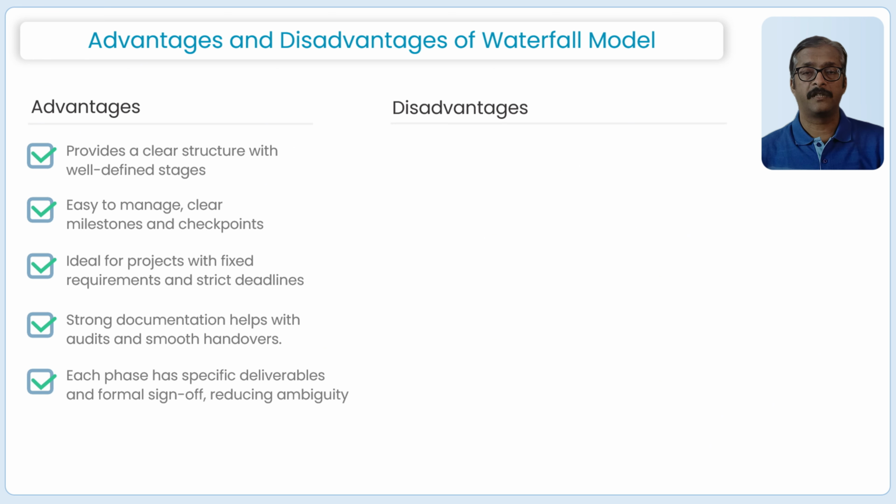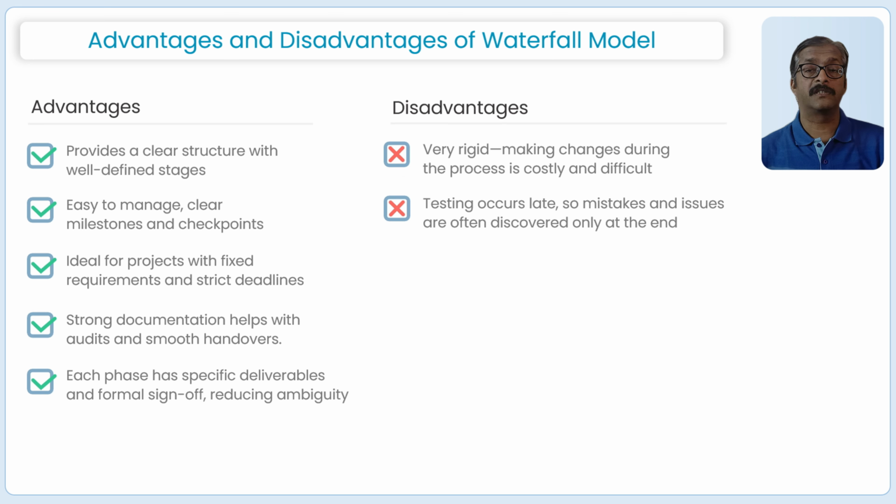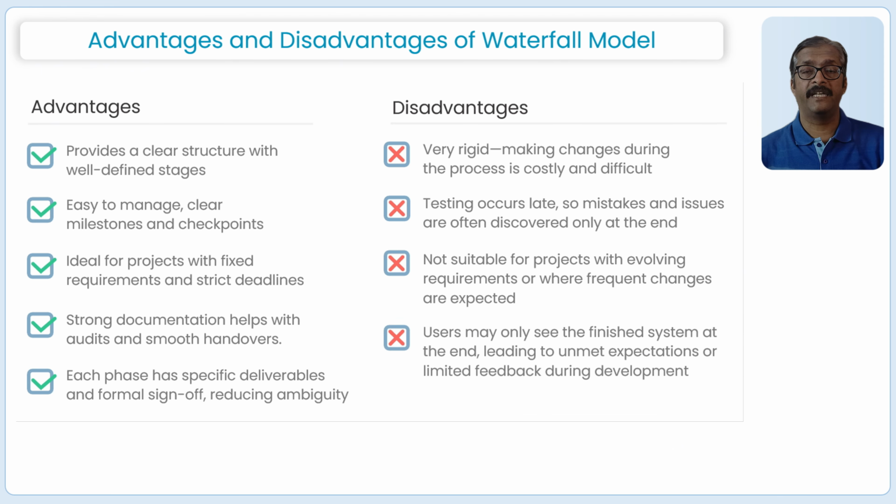Now let's look at the disadvantages. Very rigid, making changes during the process is costly and difficult. Testing occurs late, so mistakes and issues are often discovered only at the end of the project. Not suitable for projects with evolving requirements or where frequent changes are expected. Users may only see the final system at the end, leading to unmet expectations or limited feedback during development.